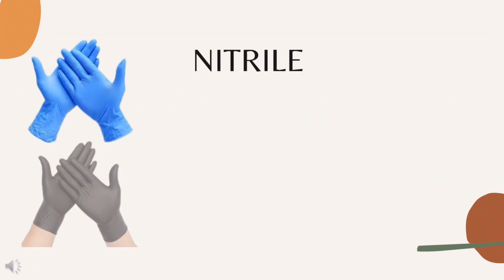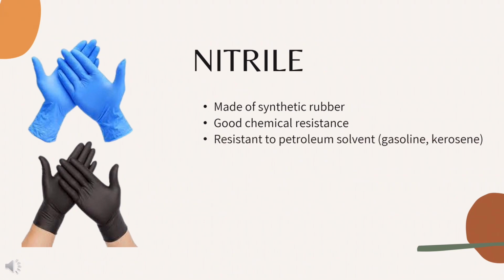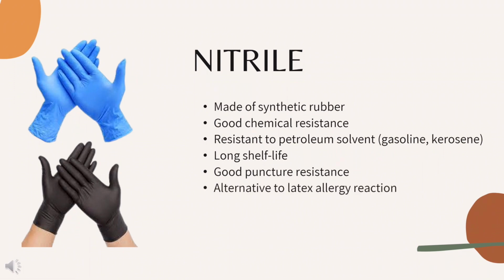There are two colors of nitrile gloves, which are blue and black. Nitrile gloves are made of synthetic rubber. Its characteristics include good chemical resistance, resistance to petroleum solutions such as gasoline and kerosene, and also a long shelf life due to its good puncture resistance. It is used as an alternative for people with latex allergy reaction because it is resistant to oil and fats in the body.